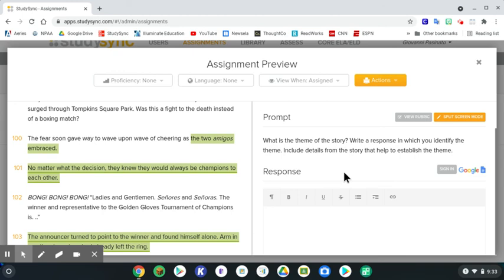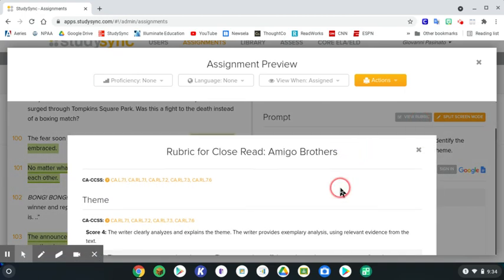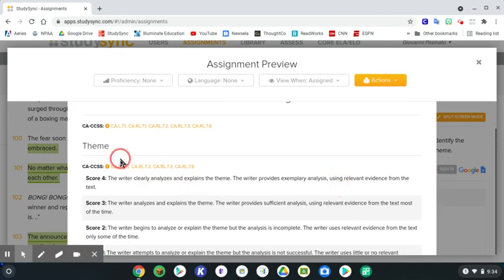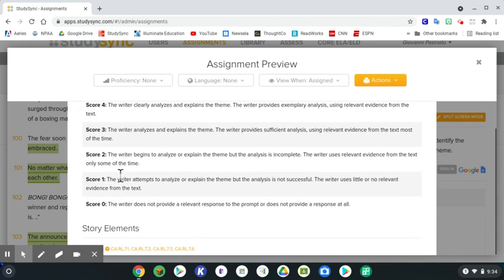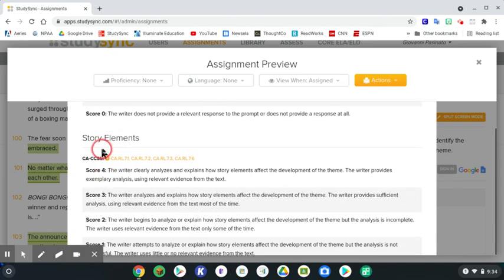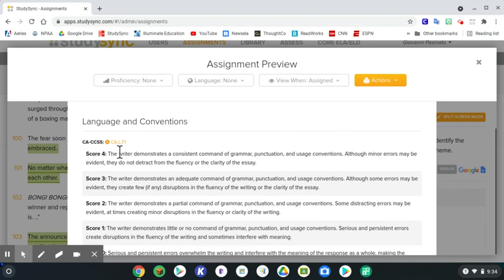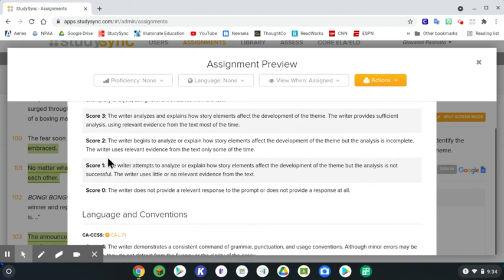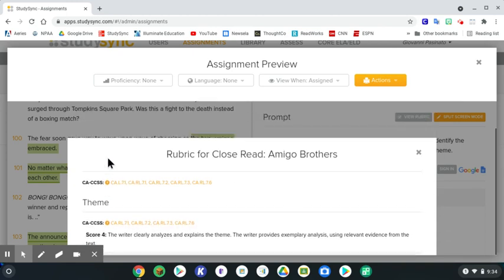If you're wondering how I'm going to score you, what am I looking for? Click where it says View Rubric. You get a total max of 4 points for identifying the theme correctly and supporting it. And another total 4 points are story elements. What leads you to understanding the theme? And lastly, language and conventions. Another total 4 points. Can you spell correctly? Can you punctuate correctly? Really, can you use the format correctly? So 4 times 3 categories gives you a total of 12 points.